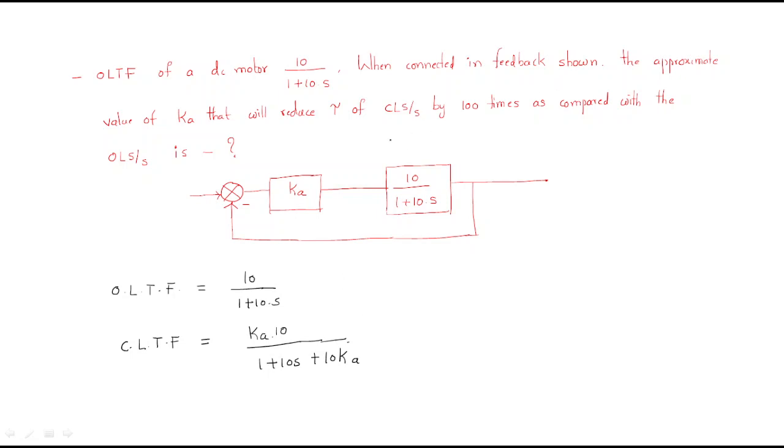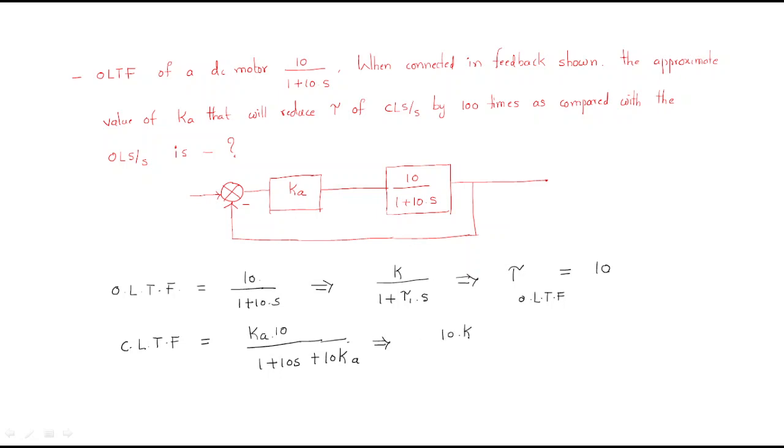He mentioned that the tau of the closed loop system should be reduced by 100 times as compared with the open loop transfer function. So from the open loop transfer function, let us find the tau value. The general open loop transfer function is K by 1 plus tau 1 S. Comparing this, what is our requirement? The time constant. So the tau of the open loop transfer function is 10. And we should find out the closed loop transfer function.